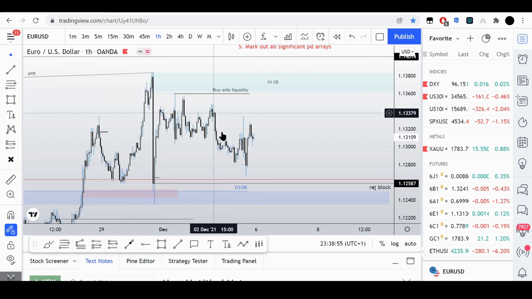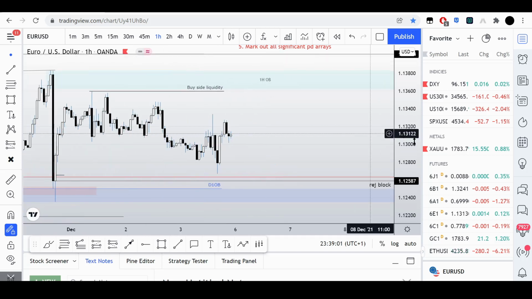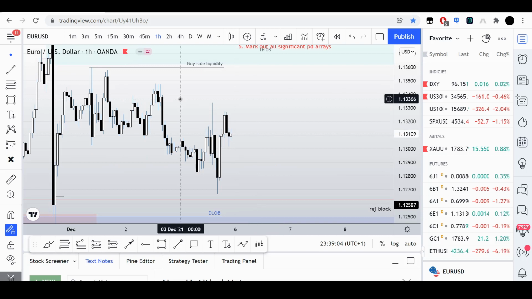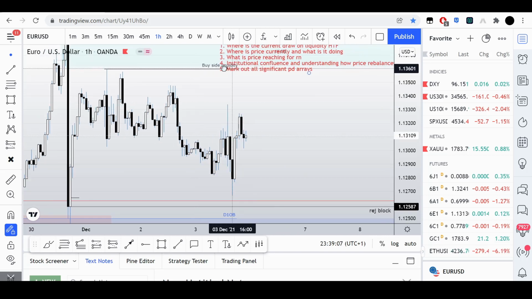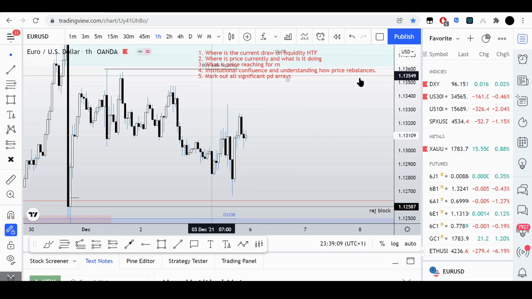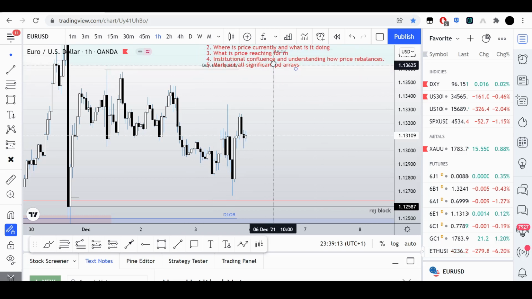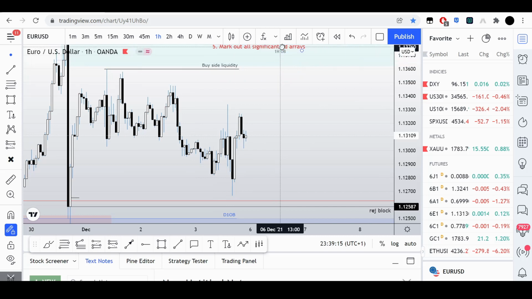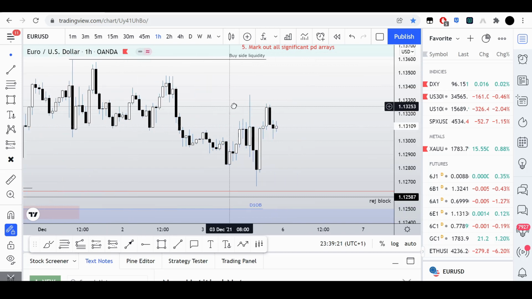Now, as you can see, price had that displacement lower, and we've been ranging. So we're here on this day. This is what I want to go over. All right, so institutional confluence, mark out all our significant PD arrays. That's what we're gonna do, and I'm gonna show you how to understand how price rebalances and what you could do. You don't have to just use order blocks. There's more to it than just that, you know what I mean? So let's go right into this.